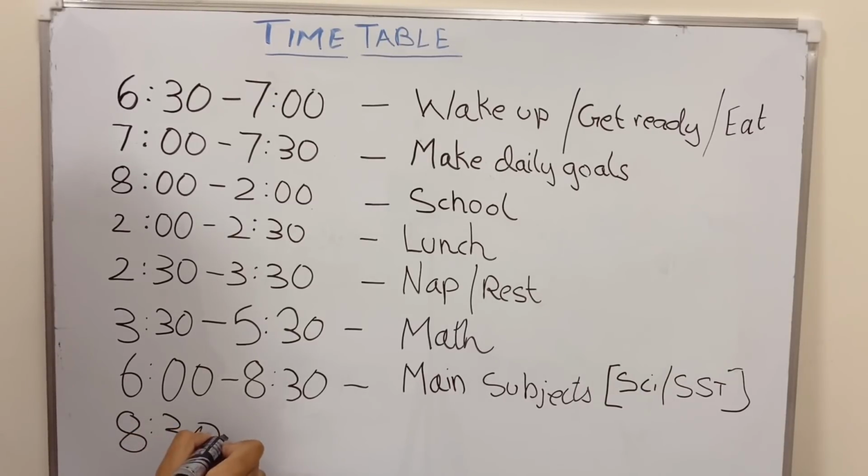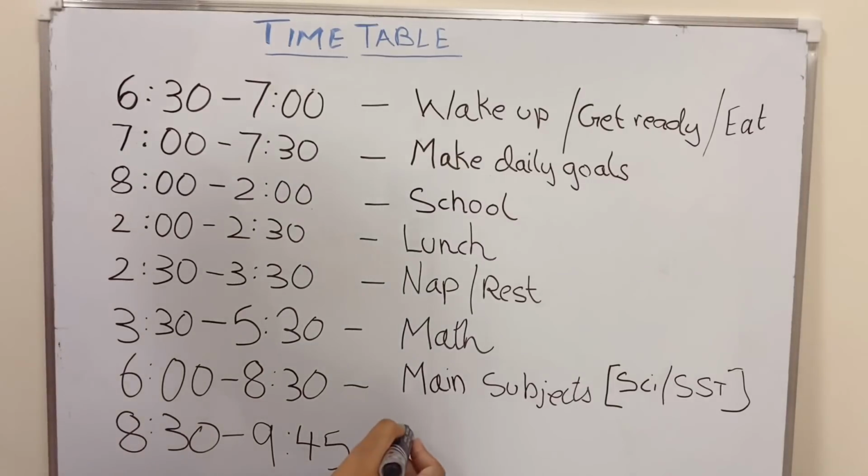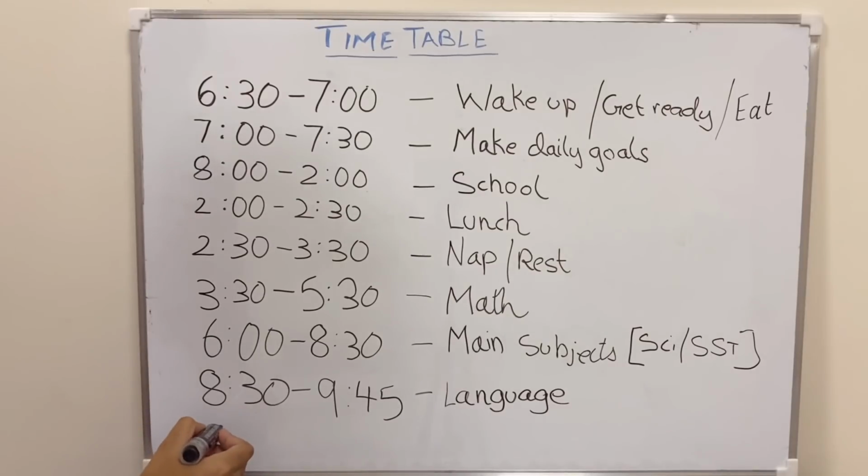Then 8:30 to, let's say, let me think, 9:45. Maybe 9:45 will be fine. So that'll be 1 hour 15 minutes. So during this time I'll do language. Now usually for me, I take less time to study one language chapter, probably because it is much smaller than, of course, science or SST or anything. So usually during this time I do English and my second language, which for me is Hindi. So I'll do 1 hour of that every day.